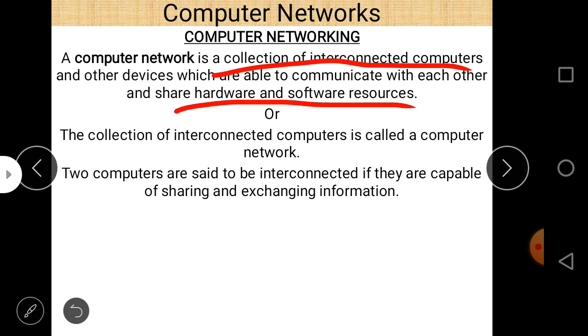The second definition is that a collection of interconnected computers is also called a computer network. And the third important point is that two computers are said to be interconnected if they are capable of sharing and exchanging information. So there are three important points regarding a computer network. First, a computer network is a collection of interconnected computers. And when we say interconnected computers, it means two computers are capable of sharing and exchanging information, and the collection of interconnected computers is called a computer network.